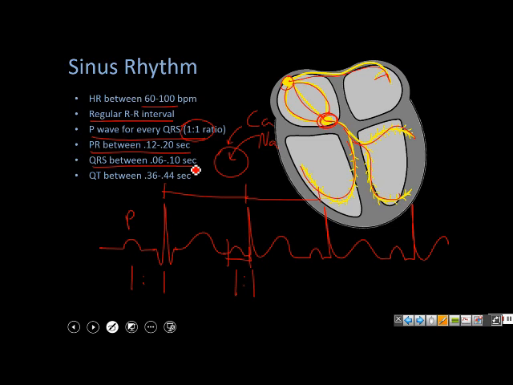The QRS is between 0.06 and 0.10 seconds. That's the duration of the QRS. And then the QT is expected to be between 0.36 and 0.44 seconds. If all these criteria are met, then you can say the patient is in normal sinus rhythm.